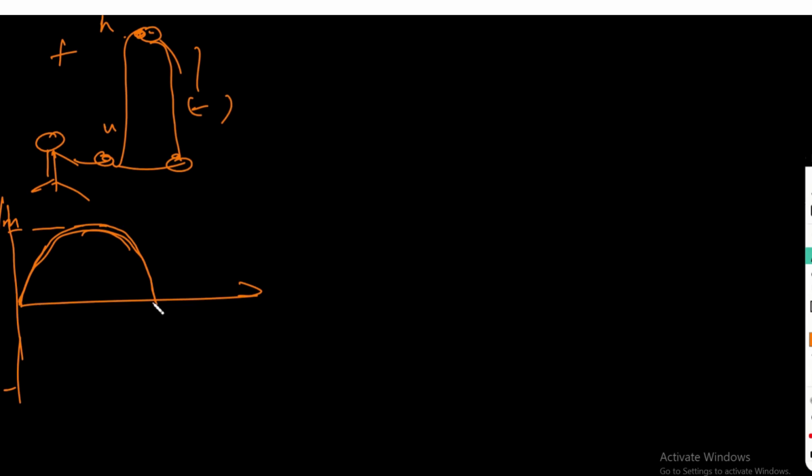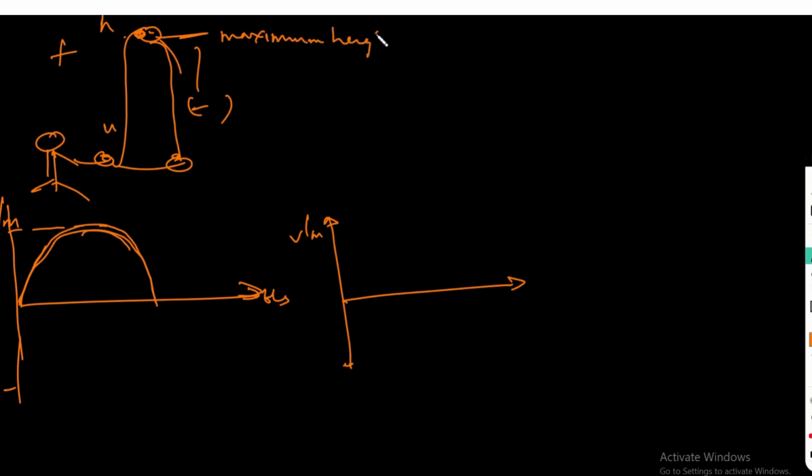Now another thing we're going to look at is the velocity time graph. The velocity starts at a particular value as you're throwing up, and up is positive. The velocity is decreasing as it goes up, and at the maximum height the velocity is zero, because the height there is constant.